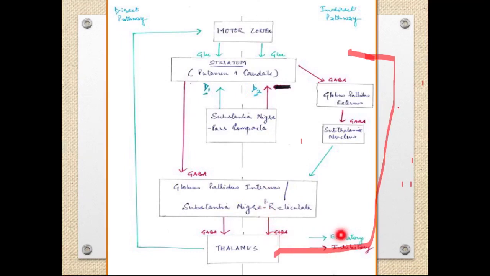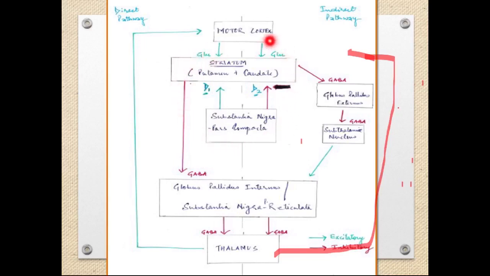So that's why, like in the previous lecture, I tried to depict this connection as the red one, or indirect pathway. So we can say the indirect pathway is inhibitory, its ultimate end result on the motor cortex is inhibitory, and the direct pathway is stimulatory, right. That is the connection of cortex to basal ganglia to thalamus and again back to the cortex.